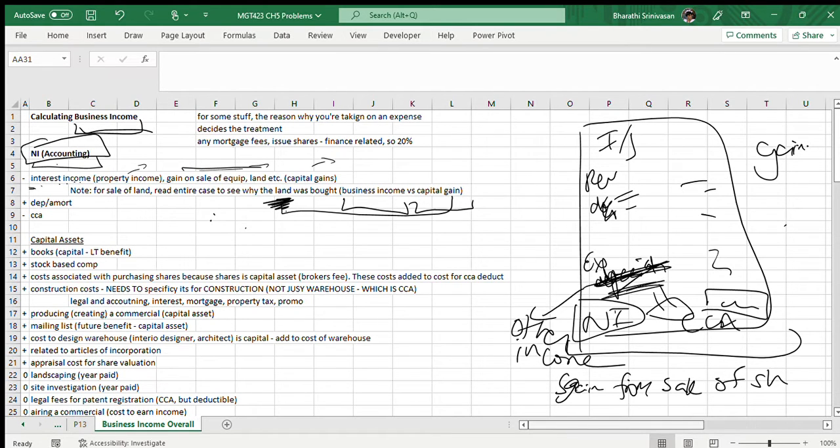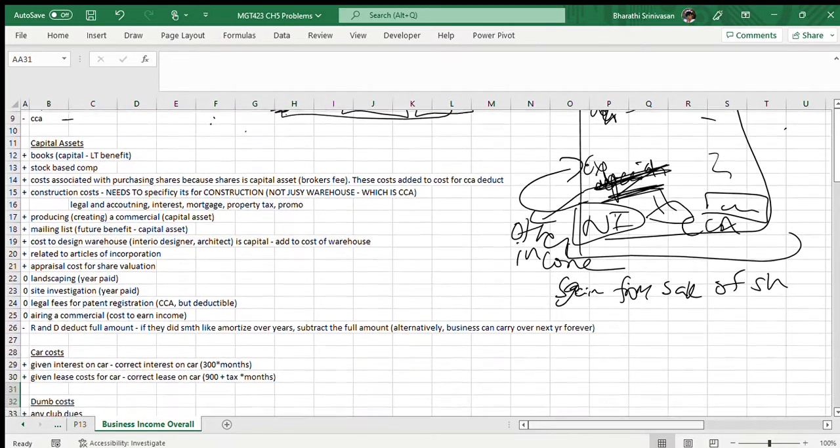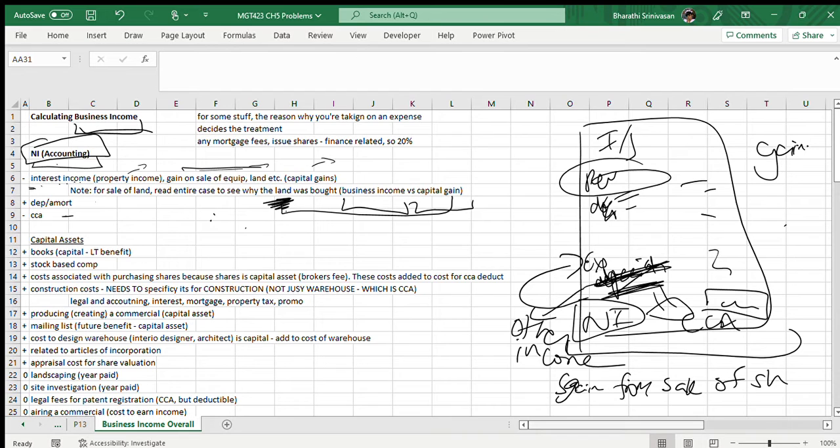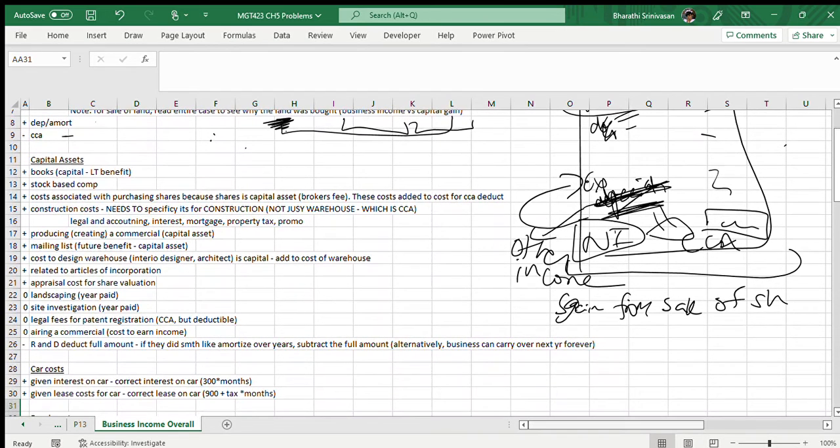Those are all expenses that they took out of your income, and that's wrong, so add it back. So we add that back. And then we also subtract CCA, which is the proper depreciation. That's our first section. Our second section is capital assets. In general, all capital assets cannot be deducted. No deduction, because they're capital.